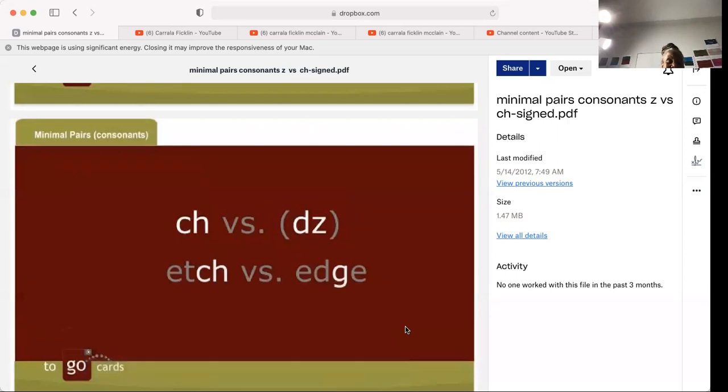Etch, edge. Now you see it's the G here, but the G in this case has the same sound as the J. It's called a soft G. But don't make the mistake of thinking that the G, when it's followed by the E or the I, as in gin, is always soft. It isn't.